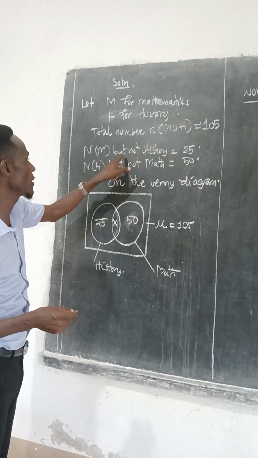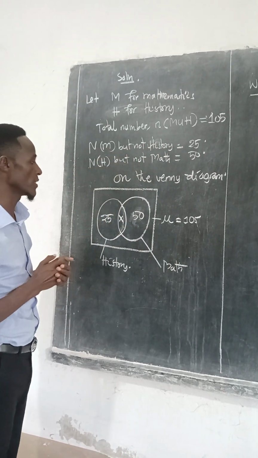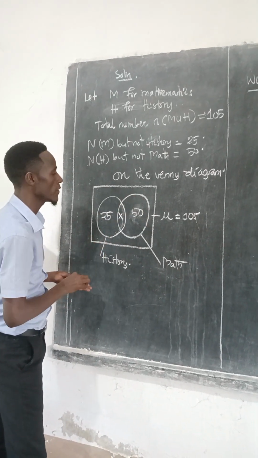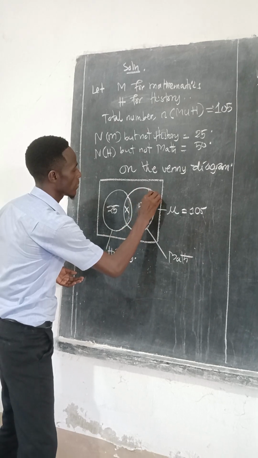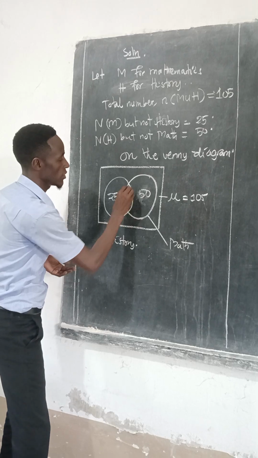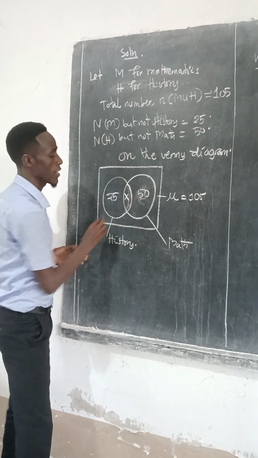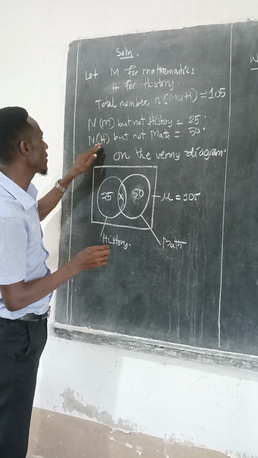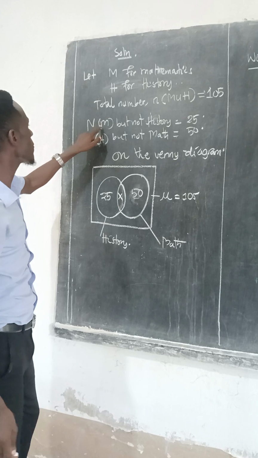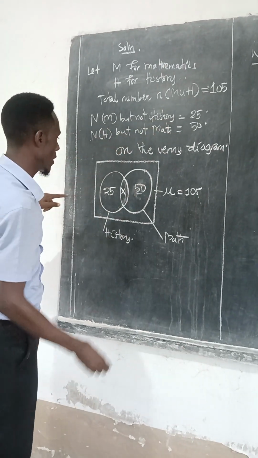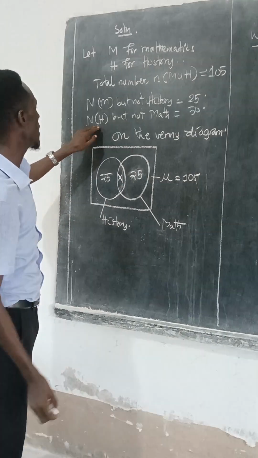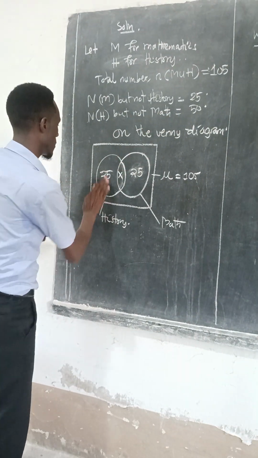The 25 were the students who study basic mathematics but not history. So look at the basic mathematics circle, but not history: the number of students here is 25. Also, here the number of students who study history but not basic mathematics is 50.